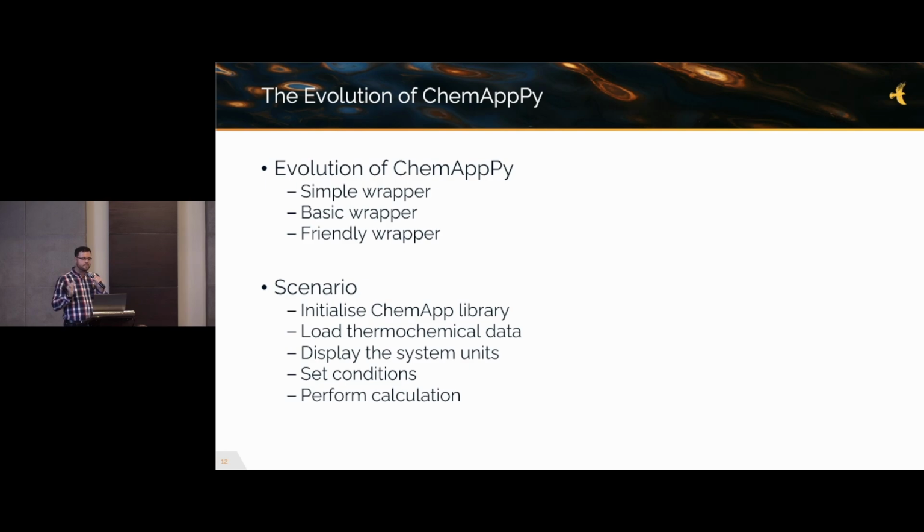We'll do this by taking a look at a scenario or an example which is from the ChemApp documentation, stripped down to the minimum that I could. In this example, we'll have to perform a few steps. Firstly, we'll initialize the ChemApp library. Next, we'll load some thermochemical data. Then we'll display the system units that ChemApp is using at this moment, set some conditions for the equilibrium calculation, and then perform the calculation.